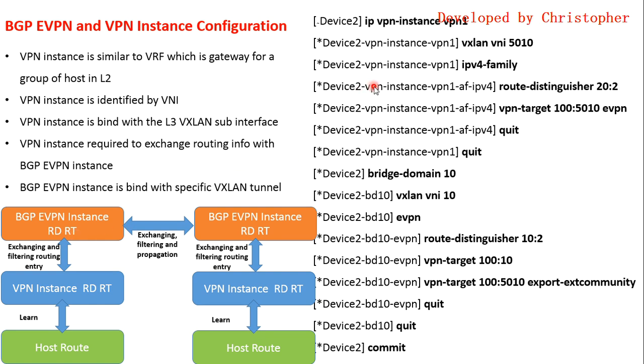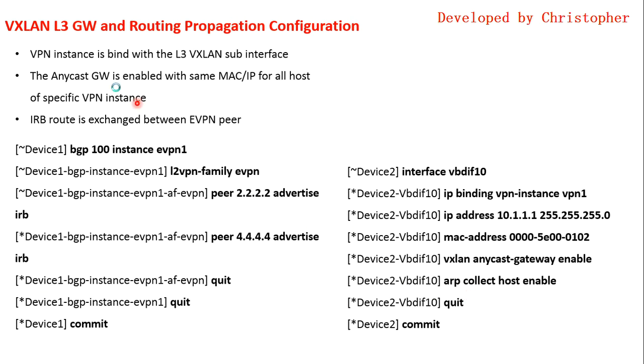So let's take a look at the code. ip vpn-instance VPN1, which is called the VPN instance. The name is VPN1. VXLAN VNI 5010, which is the identifier of that VPN instance. And then here the RD and RT. And then the EVPN instance is bound with the bridge domain and the VXLAN VNI. Yeah, it has the RD and RT. Okay, configured. And then let's take a look at the VXLAN layer 3 gateway.